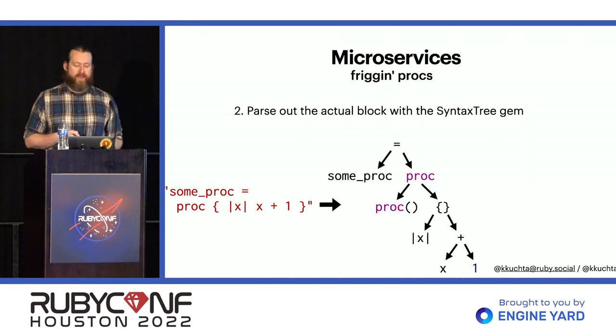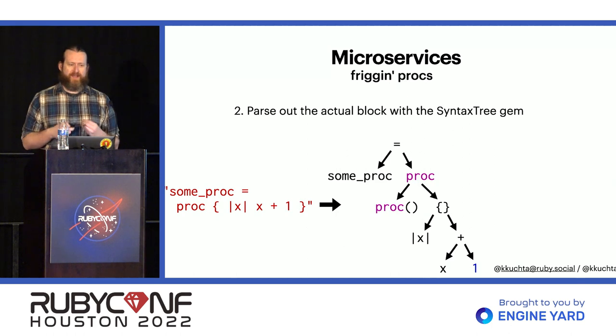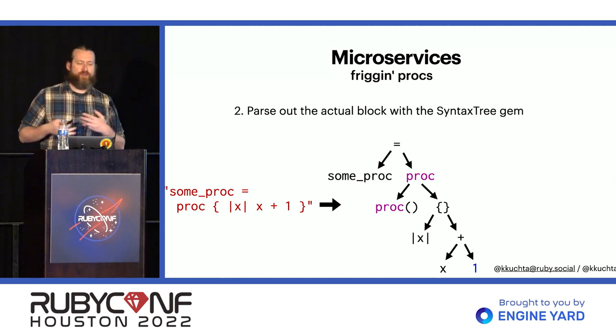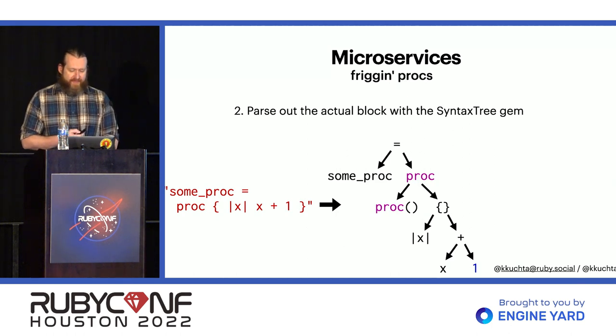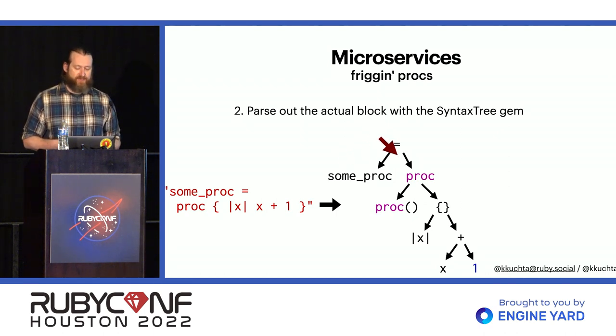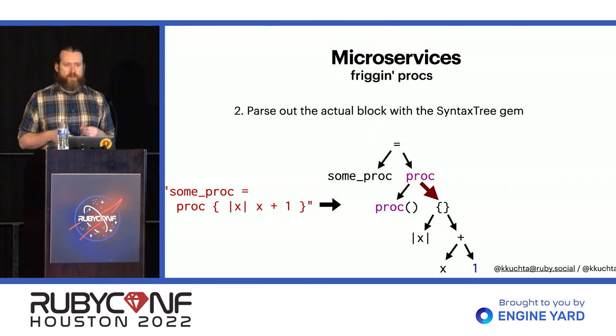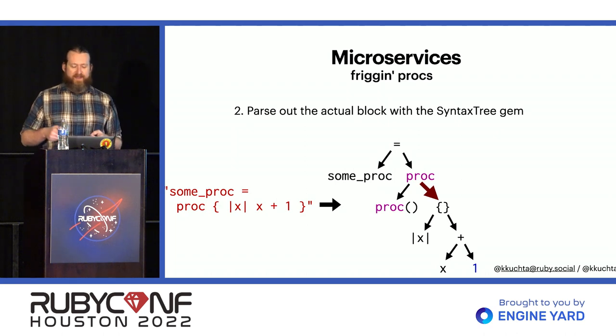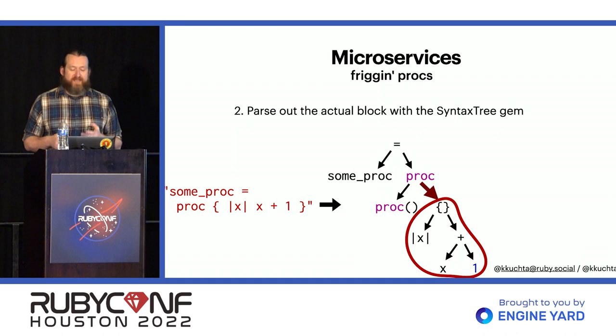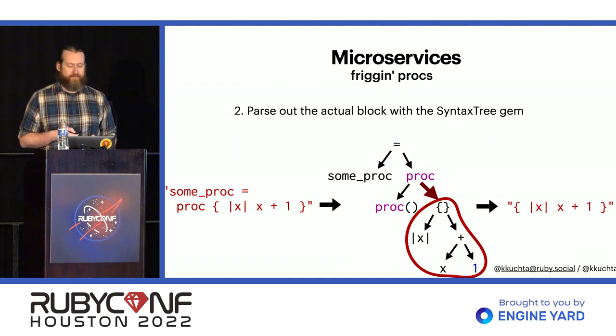It will turn it into a tree-like data structure, an abstract syntax tree, representing the structure of that code. Then we're going to walk that abstract syntax tree until we find something that Syntax Tree, the gem, tells us is a block. We'll get here, and Syntax Tree will say, yes, this is a node of type block. I'll say, great. Let's give me everything below this point in the tree, and then format it, print it out, turn it into a string. And look what we get, the block itself, just what we wanted with none of the cruft.